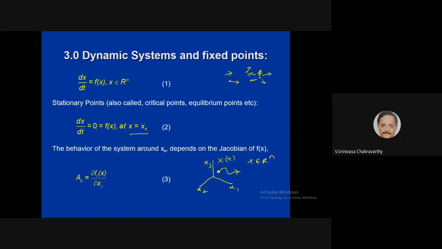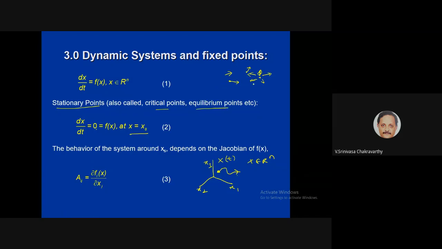So to analyze the flow around a point where dx/dt is equal to 0, where the flow is 0, such points are called stationary points because there the system is stationary, it doesn't move. They are also called critical points, fixed points, equilibrium points, and so on. So there are different names for that.